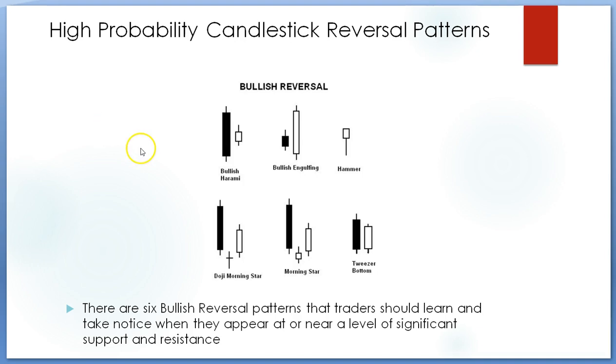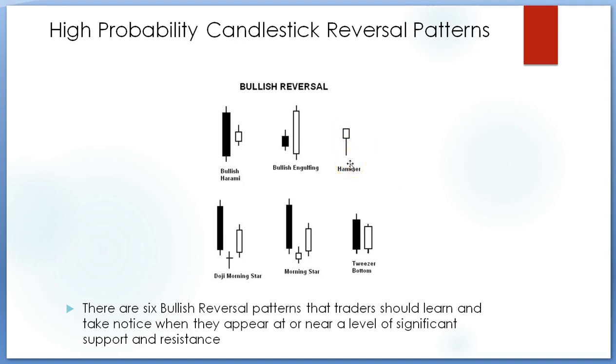The first candlestick pattern is the bullish Harami. It has a large, wide body and a small body candle inside the body of the candle. Then the bullish engulfing, which is a small body candle, but with a large body candle engulfing it. Then there's a hammer with a small body and a wick.